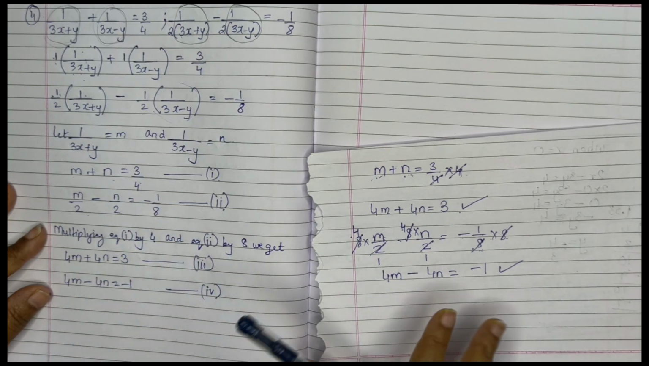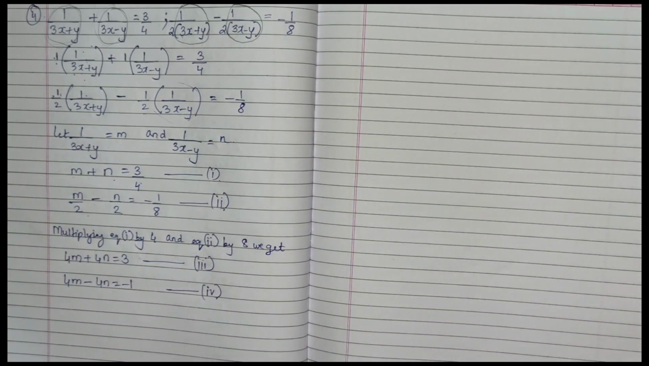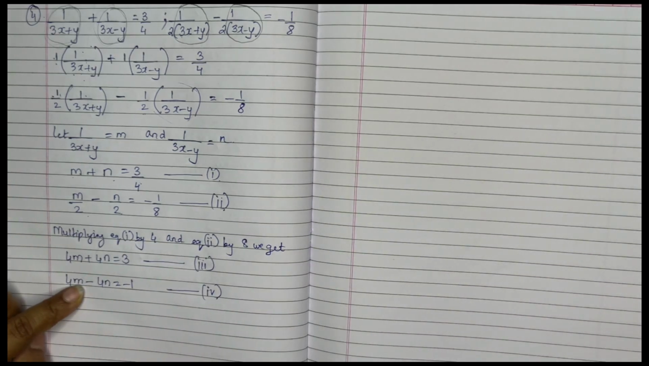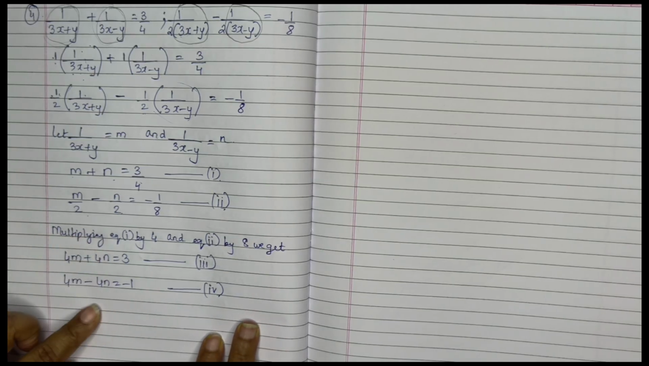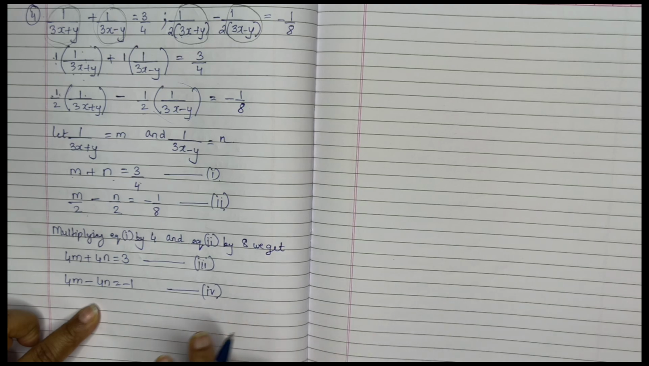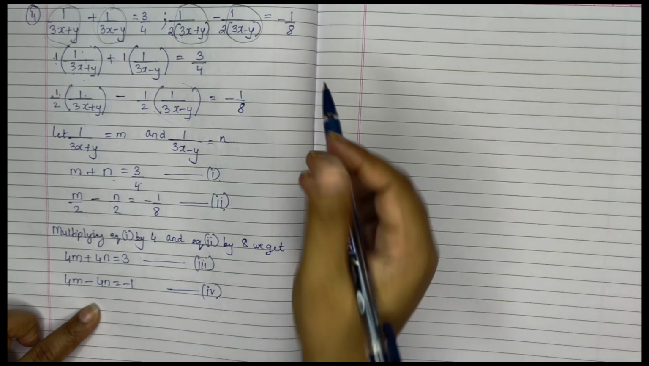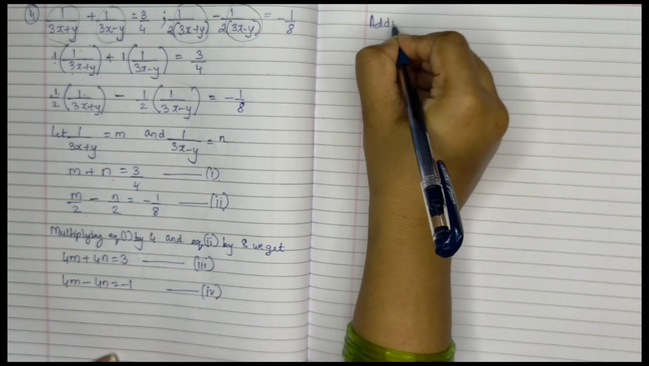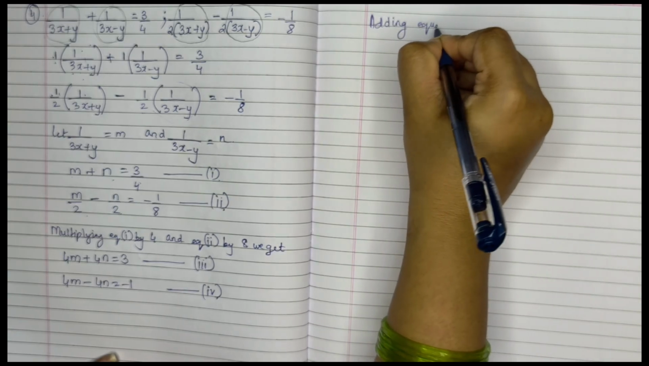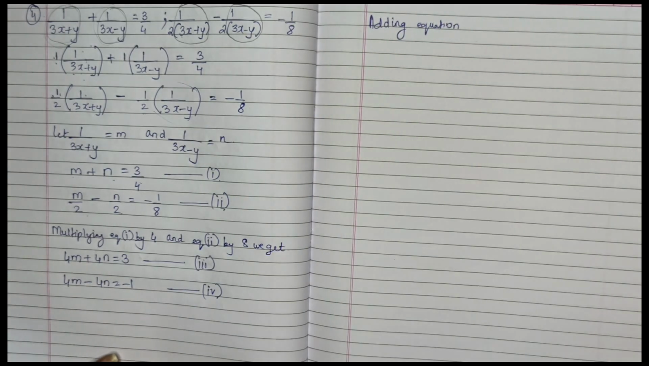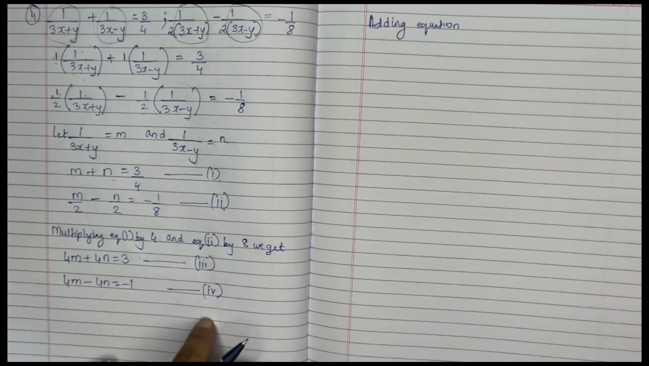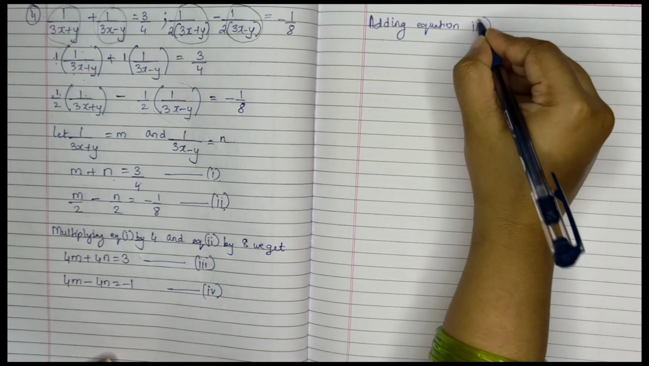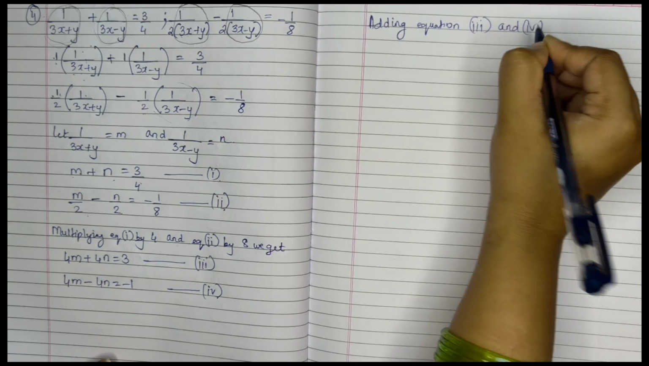Okay, so when we multiplied this one by 4 and this with 8, we got two new equations. Now look at those two new equations, what we got. We have opposite signs here, and the coefficients are also the same. So what we will do is we will add the equations. Adding equation 3 and 4.